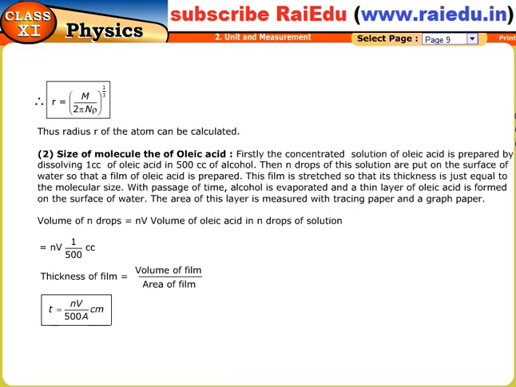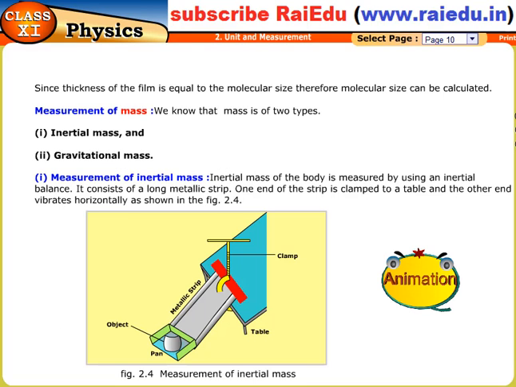The area of this layer is measured with tracing paper and graph paper. Volume of n drops equals nV. Volume of oleic acid in n drops of solution equals nV into 1 upon 500 cc. Thickness of film equals volume of film upon area of film. T equals nV upon 500 A centimeters. Since the thickness of the film is equal to the molecular size, the molecular size can be calculated.